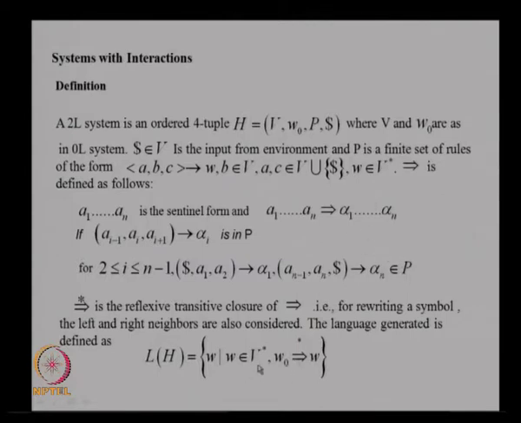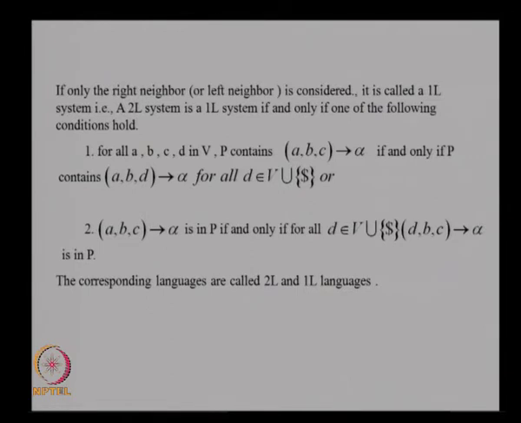So, you get from A1, A2, ..., An the string alpha 1, alpha 2, ..., alpha n, and the rewriting is completely parallel. The language generated again is the set of strings which are derivable from the axiom. Sometimes the growth of a plant cannot be explained in a proper manner just by rules without interaction, but if you have rules with interaction, then the growth can be explained in a much easier manner. Now, if you have the rule depending on just one side, it is called a 1L system. Either you only consider the left neighbor or you only consider the right neighbor, it is called a 1L system.